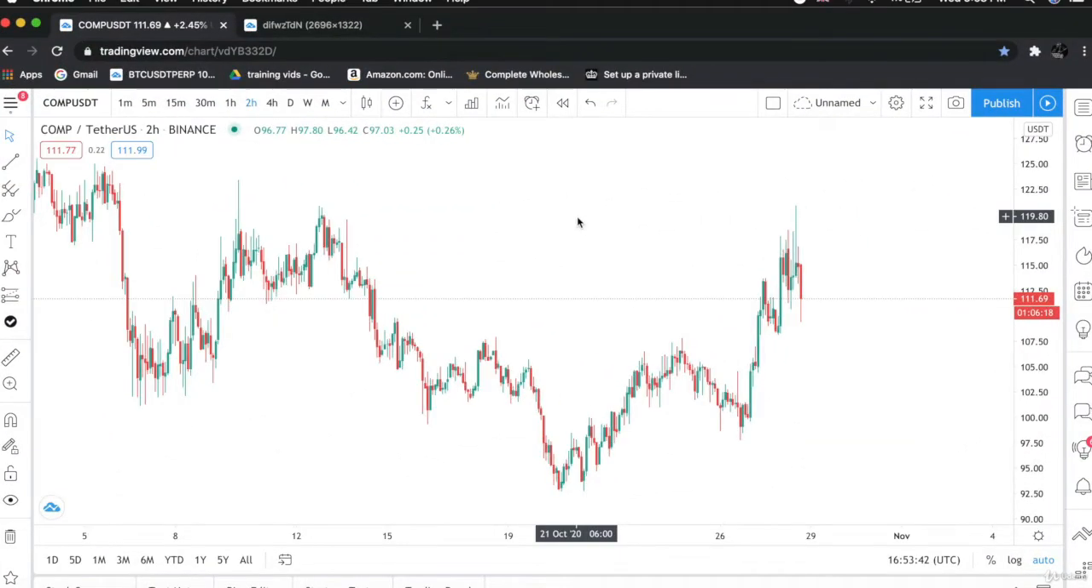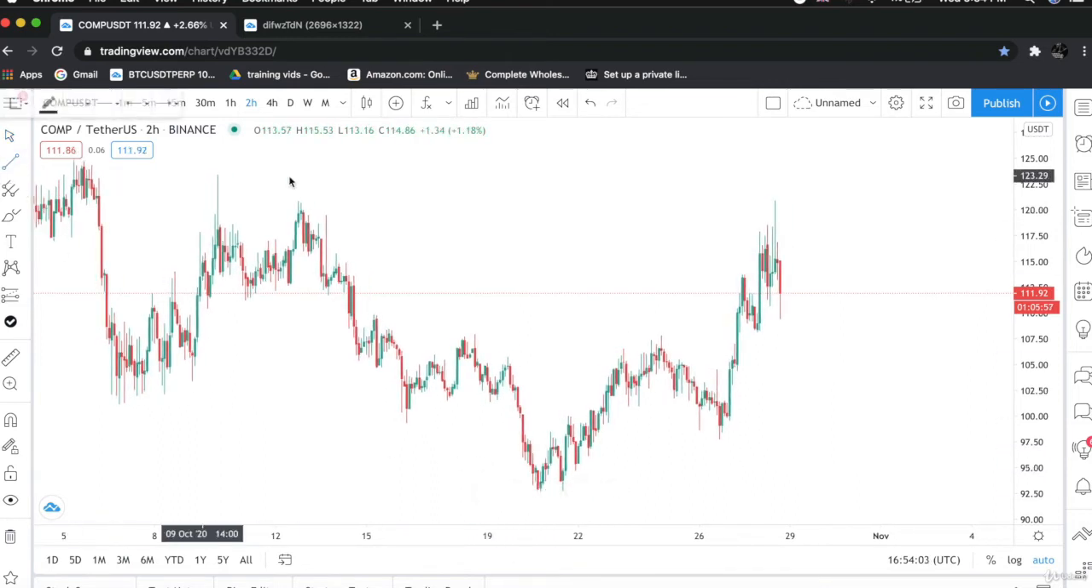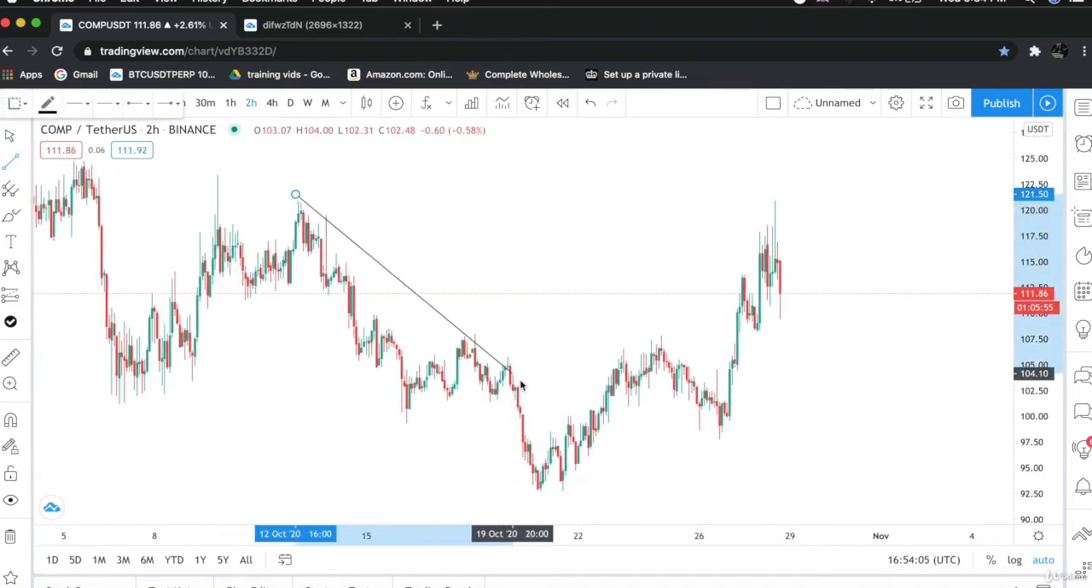This is the Compound and US dollar chart. As you can see over here, the price was in an uptrend. The price was declining in a descending way. This is the resistance line and this is the support line, which makes a perfect falling wedge. Let's draw it. This is the resistance line.